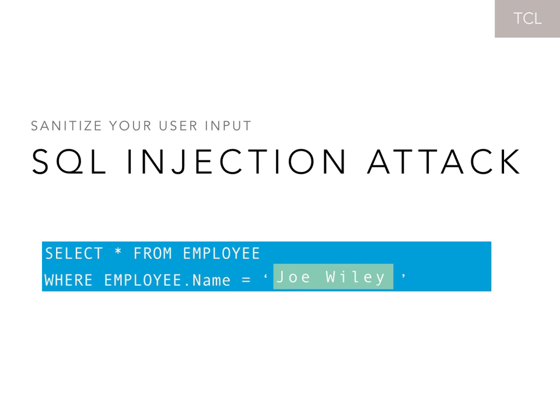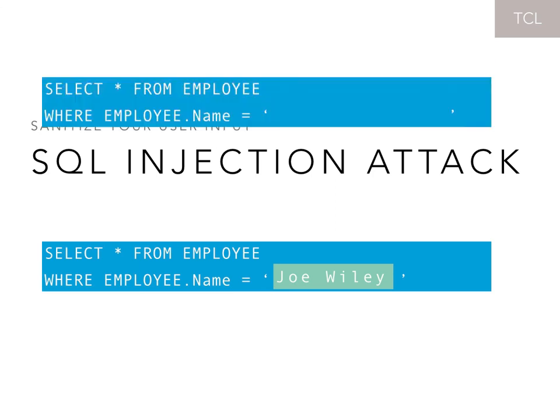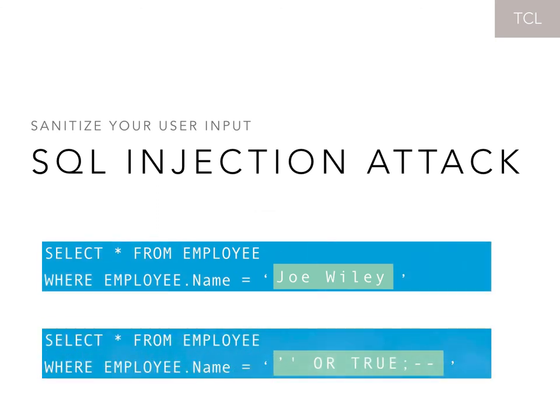One. Well, what if someone was a little bit skilled at SQL and instead of typing in Joe Wiley into the input box on the website, instead typed this: close quote, or true, semicolon, dash dash. This is the comment operator. Imagine there's just one closing quote here. And how many rows would this return? All of them. And that could be some valuable information to see what all of the employee names are.